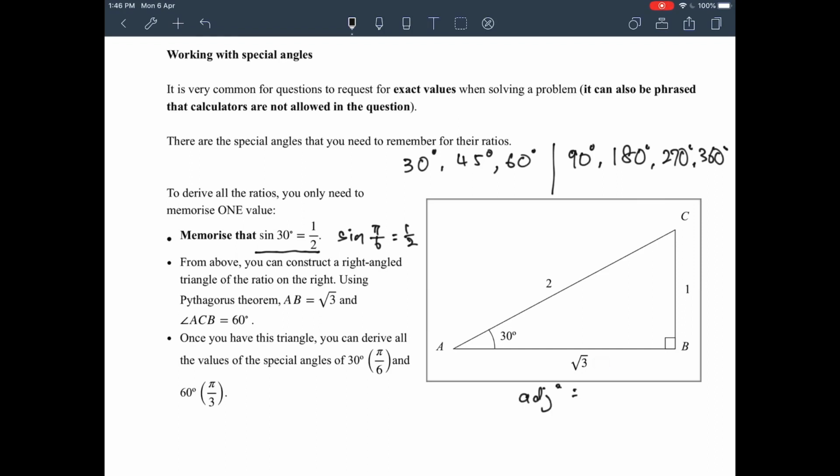Adjacent squared is equal to the hypotenuse squared, which is 2 squared, minus the opposite side squared. So you have 4 minus 1, which is equal to 3. So the adjacent side would just be root 3. So we have this root 3 here, and once we have these three sides, we can obtain the trigonometric ratios for 30 degrees and 60 degrees.